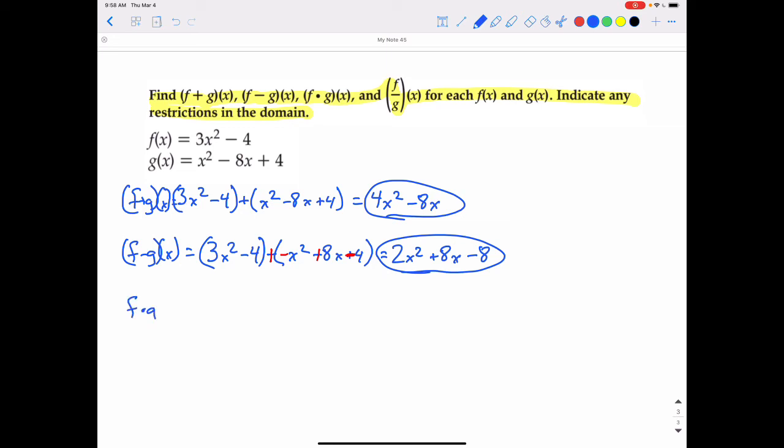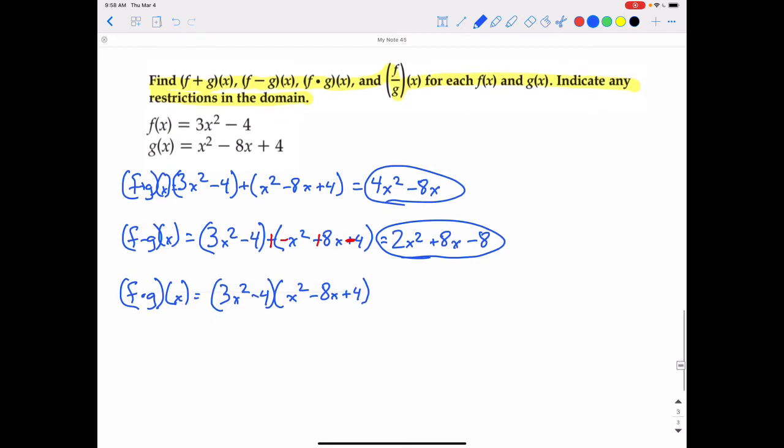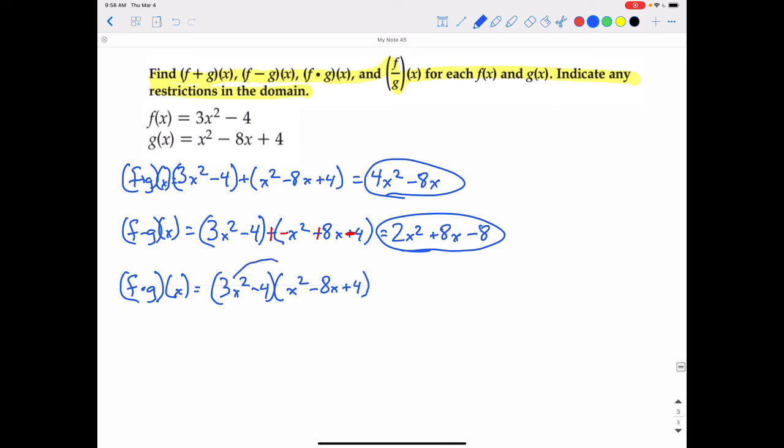For f times g of x, since I am multiplying, I'm going to do this by distributive property. So I'll take 3x squared times x squared, and that is 3x to the 4th. 3x squared times negative 8x is negative 24x to the 3rd. 3x squared times 4 is positive 12x squared. And then I'll have negative 4 times x squared, which is negative 4x squared. Negative 4 times negative 8x is positive 32x, and negative 4 times positive 4 is negative 16.